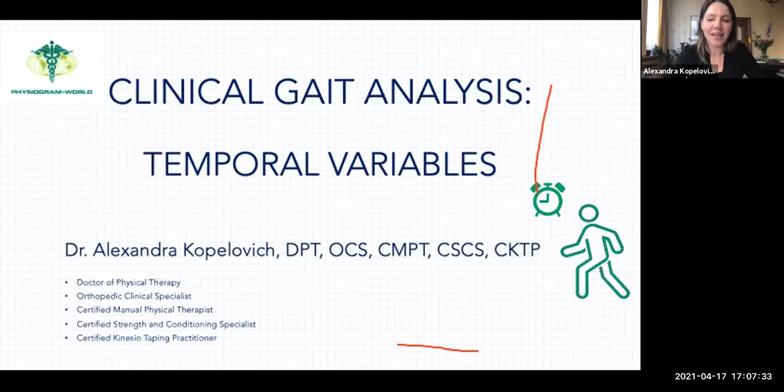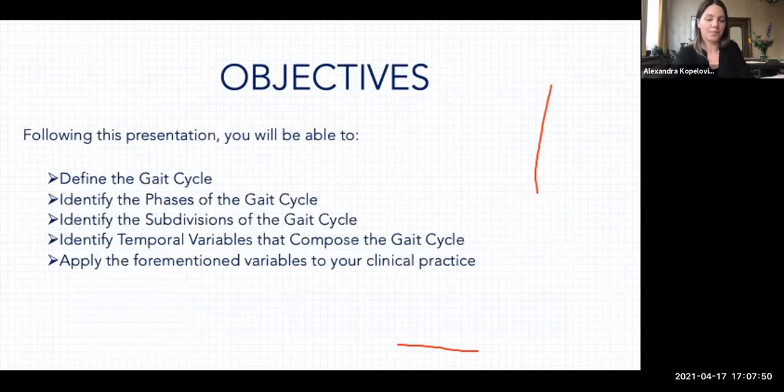Like I said, the reason I chose this topic is that the assessment of symmetry within locomotion and posture is critical in evaluation of neuromusculoskeletal dysfunction. And that is exactly what we're going to be looking at today.